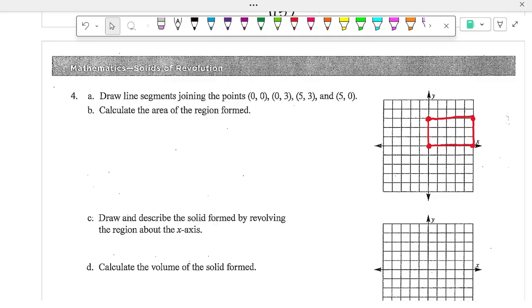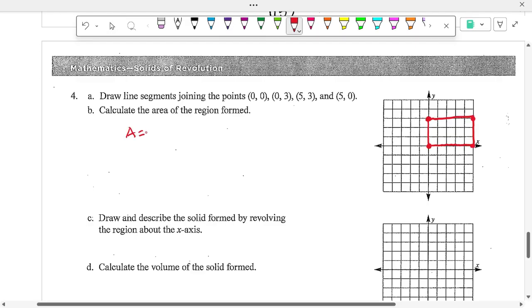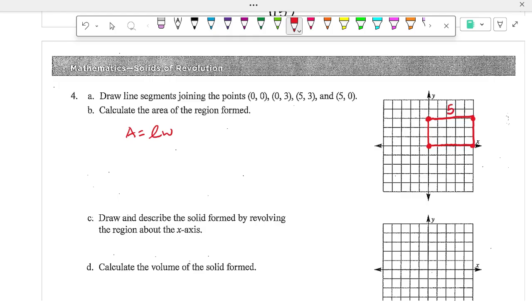You'll see why I'm doing this one once we get down to the last problem. All right, so first off, I want to calculate the area of this rectangle. So we know that area of a rectangle is what? What's the formula for area of a rectangle? Length times width. So if we count the units around my rectangle, what's the length? 5. What's the width? 3. So we do 5 times 3. Area is 15 units squared.